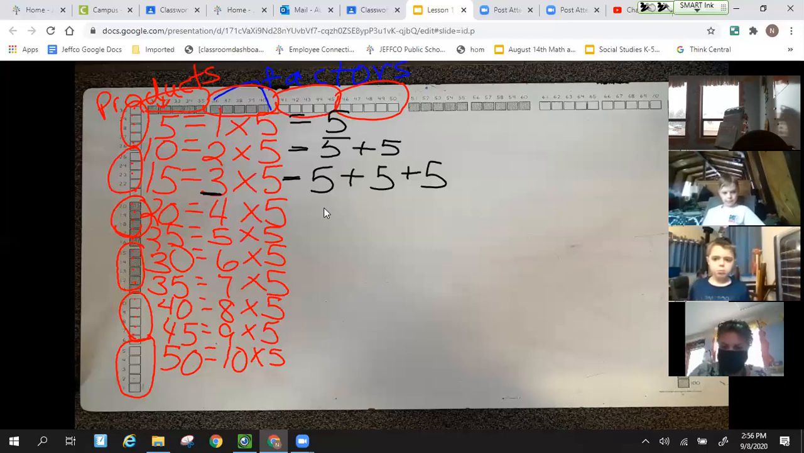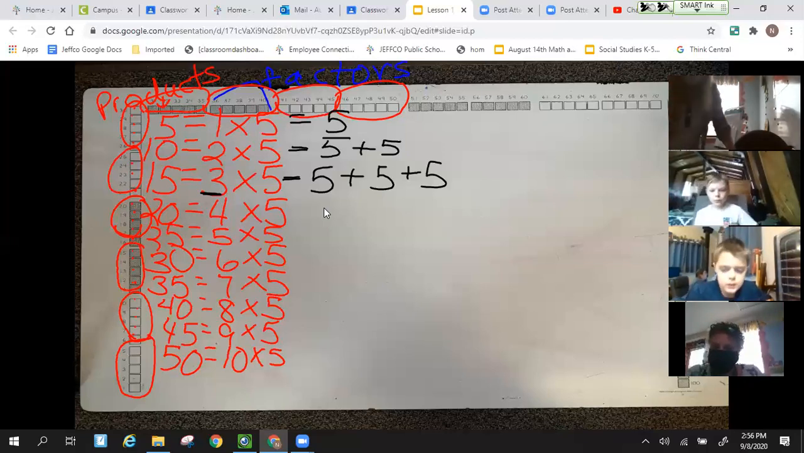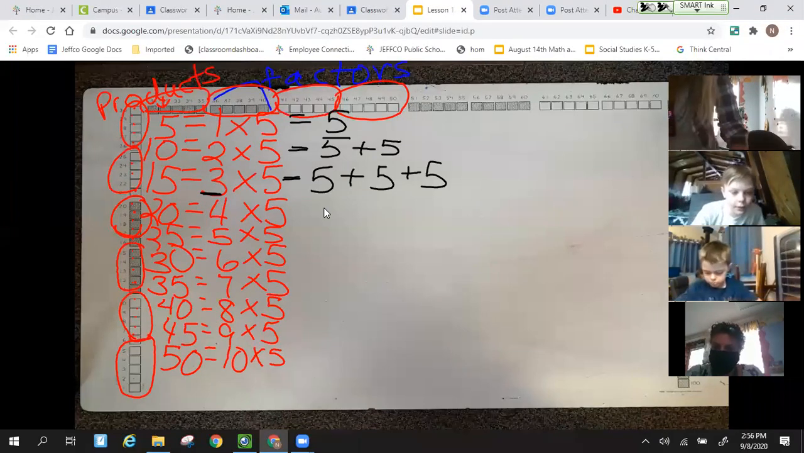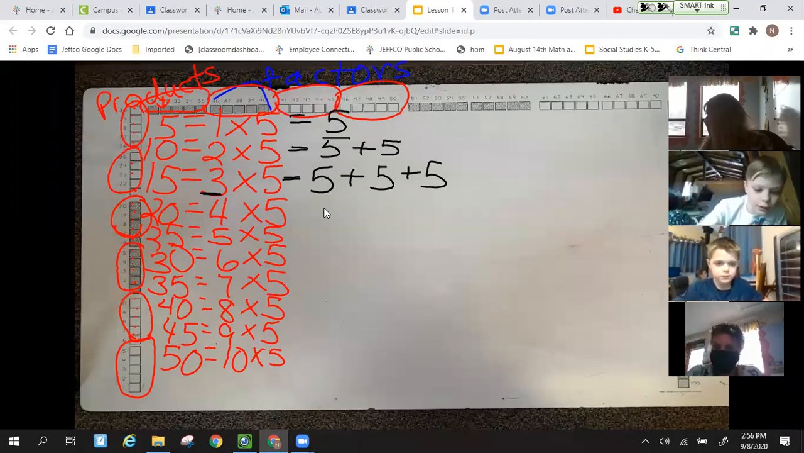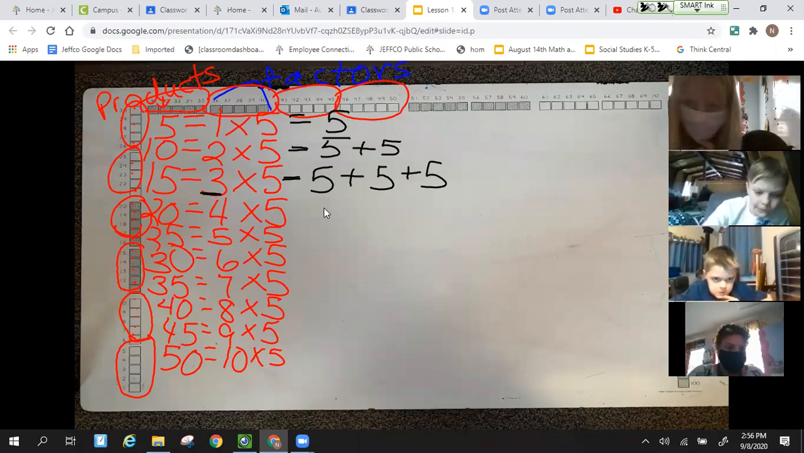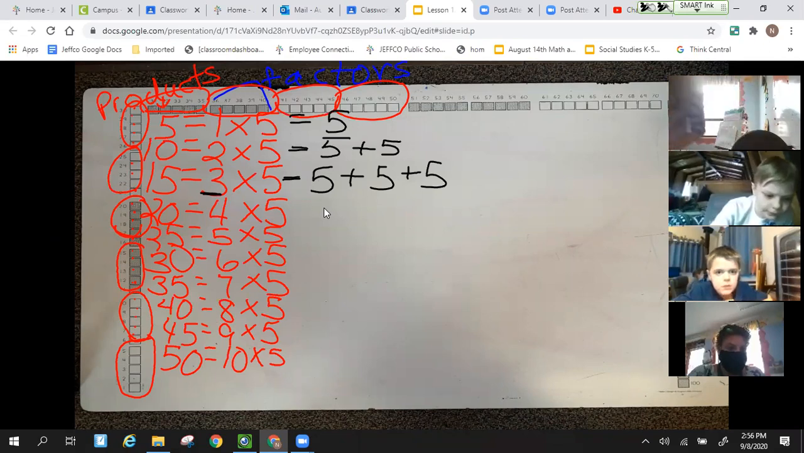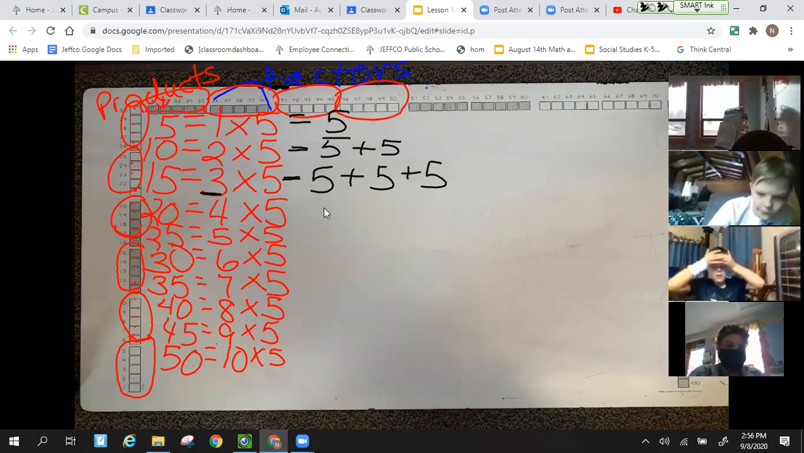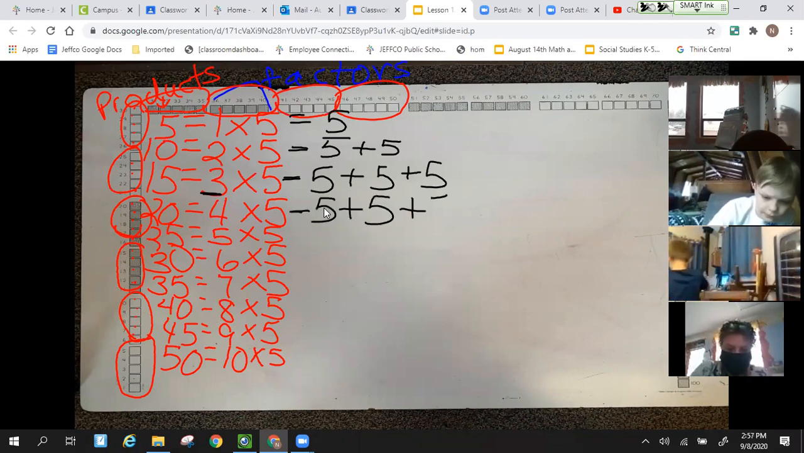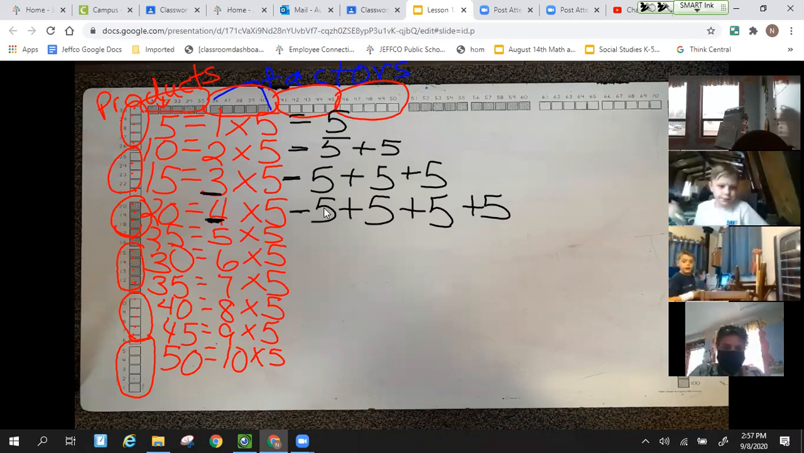Nice. All right, Evie. Now I'm looking for, if 20 equals 4 times 5, what would the addition problem be, Evie? 4 groups of 5. And second graders, make sure you hold up your work for Mrs. Harrison. 5 plus 5 plus 5 plus 5. I love it. You're getting the pattern. It looks like stairs. So you're looking at the number of groups of 5 and adding that number of 5s together.